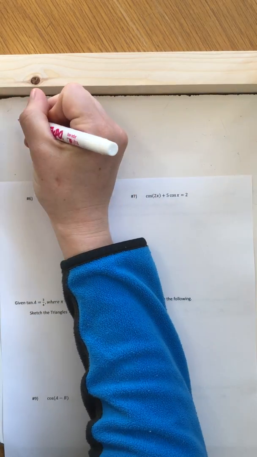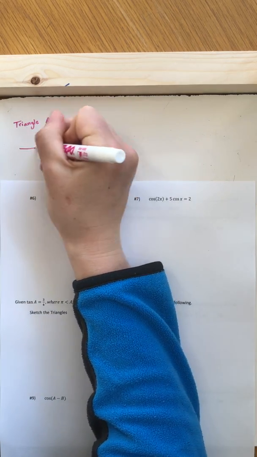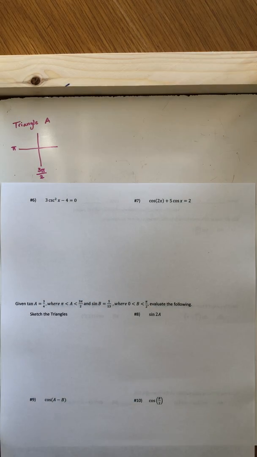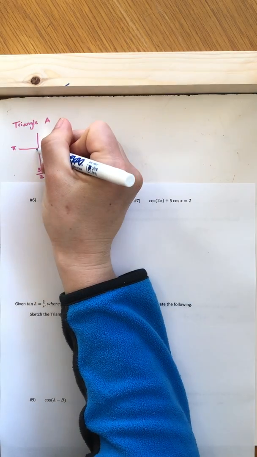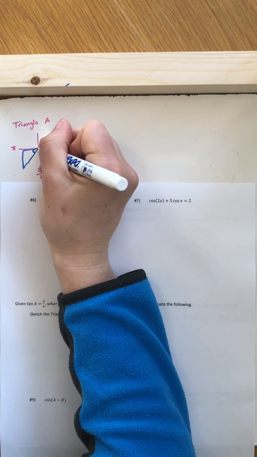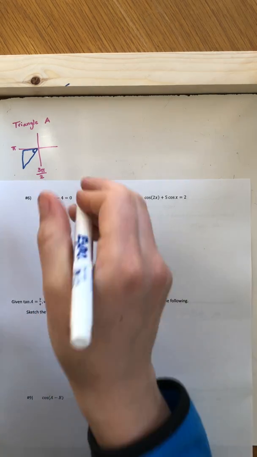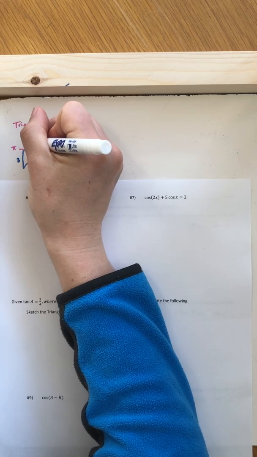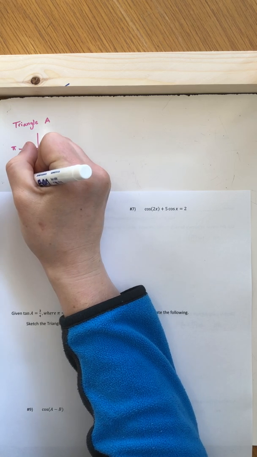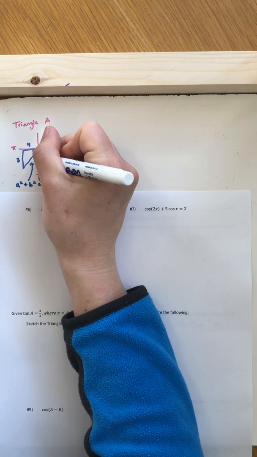So if I'm going to sketch triangle A, it needs to be in between pi and 3 pi over 2. So that's in the 3rd quadrant. And the angle is always closest to the x-axis. Now tangent tells us opposite over adjacent. So the opposite is 3. The adjacent is 4. And you can do the Pythagorean theorem to figure out that other side, a squared plus b squared equals c squared. Or we had talked about how 3, 4, and 5 always go together.